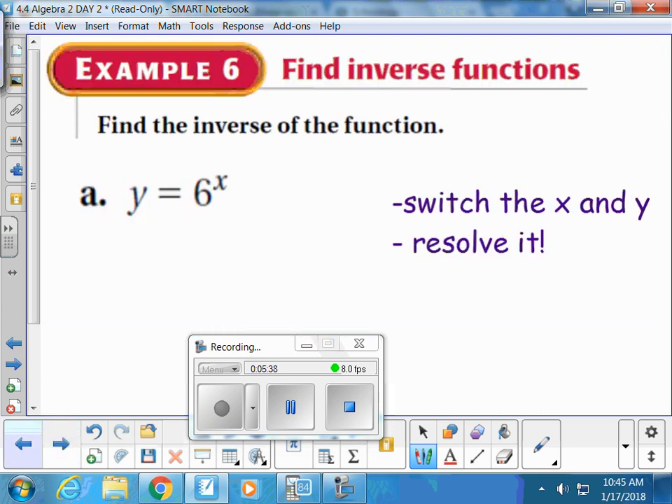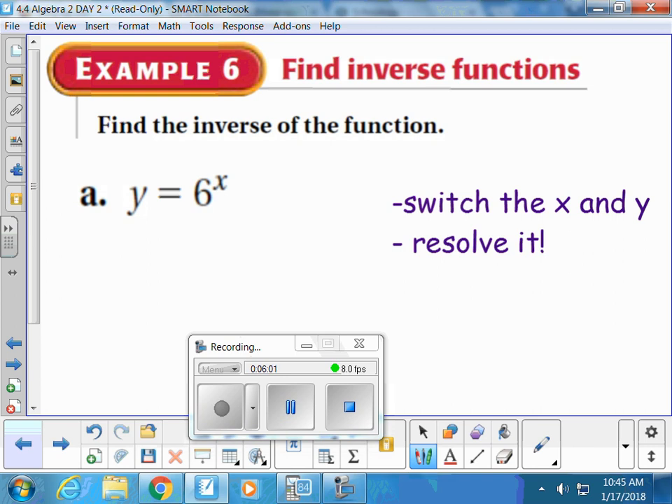Alright, let's move on to finding inverses. So to find an inverse of an equation, it doesn't matter if the equation's a parabola, an exponential, a logarithmic, a straight line, there's a few steps you need to follow, and it goes like this. I have a song. Switch the x and y, then resolve it.